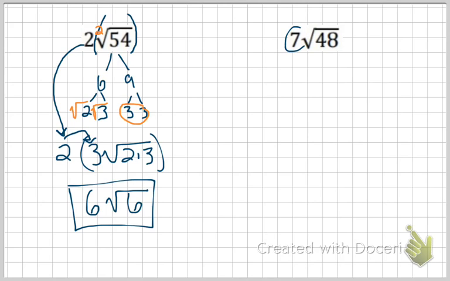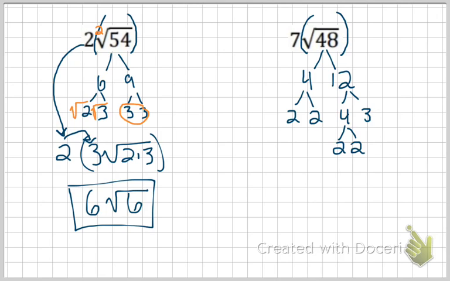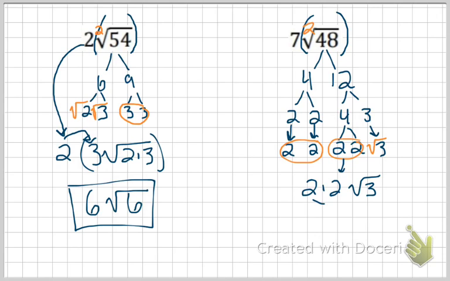Same thing for this problem. When there is a number out here, put parentheses around the radical and find the factors of the radicand. So I'm going to use 4 and 12 and break those up all the way until you find all the prime factors. Don't forget to bring this down to be at the same level. Okay, the index is a 2. So that means pair, pair, not a pair. So my pairs, I have a pair of 2, another 2, square root of 3. So that becomes 4 square root of 3.